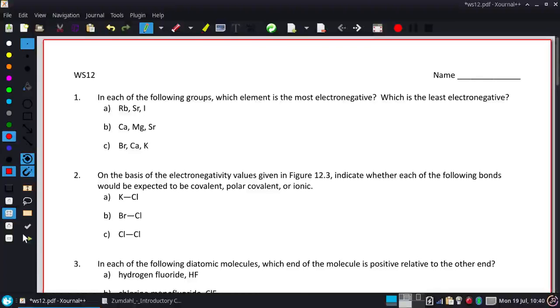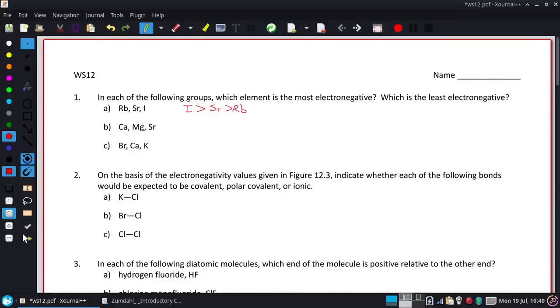Okay, on the first one, we want to rank the three atoms based on their electronegativity. This is kind of an easy one. Iodine would be the strongest, most electronegative because it's the closest to fluorine, followed by strontium, followed by rubidium. And I am just looking at the periodic table to rank those.